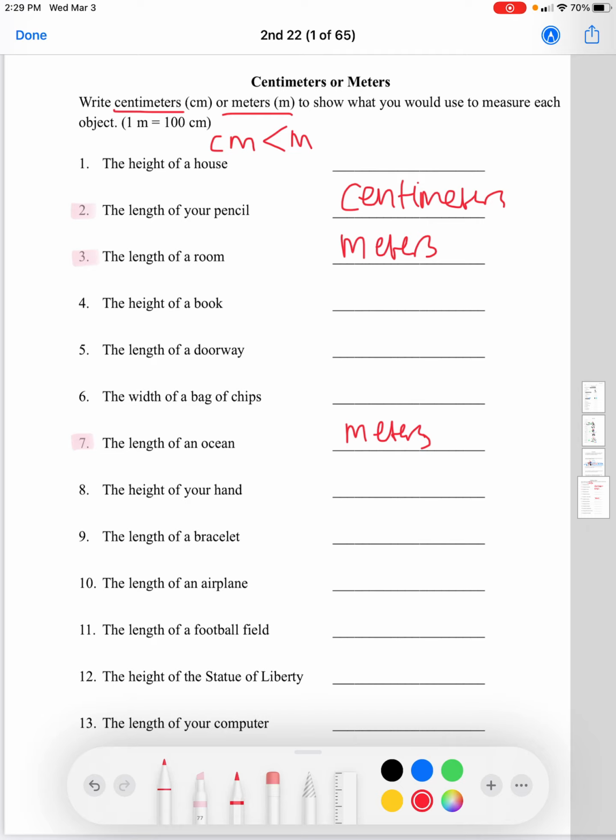So if it's bigger than the length of your arms, then you would use meters. If it's smaller, very small, then you would use centimeters. And that's how you do these questions.